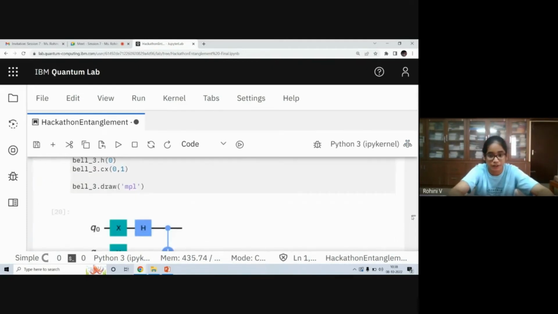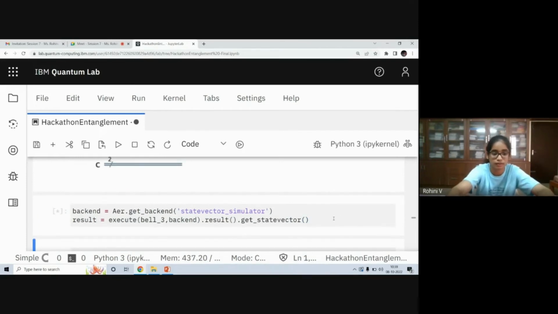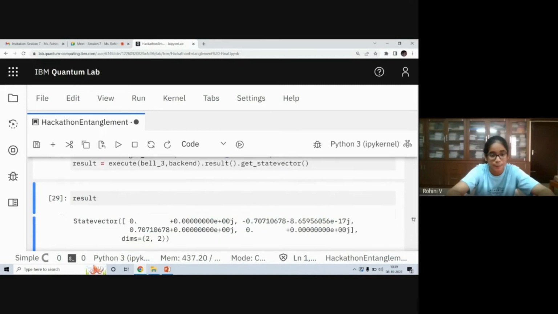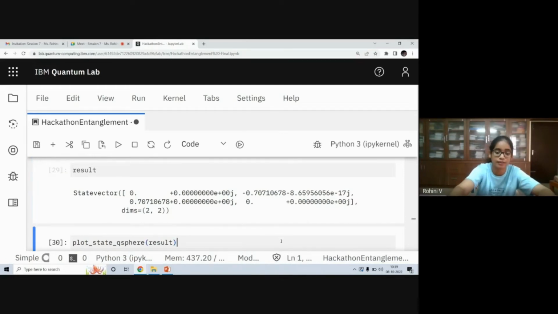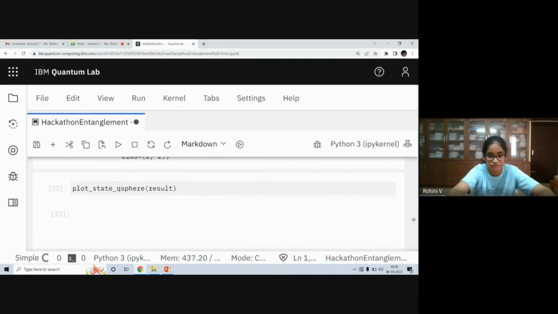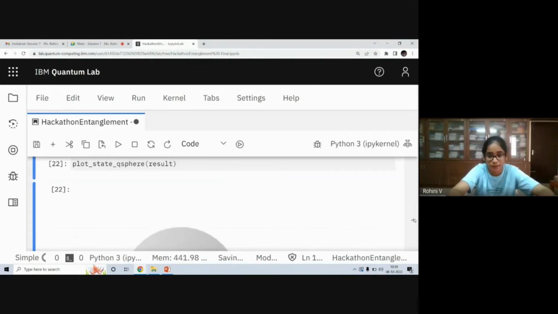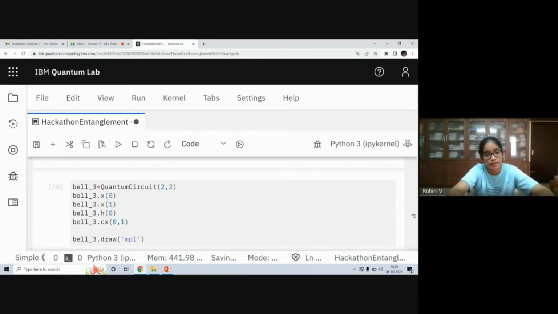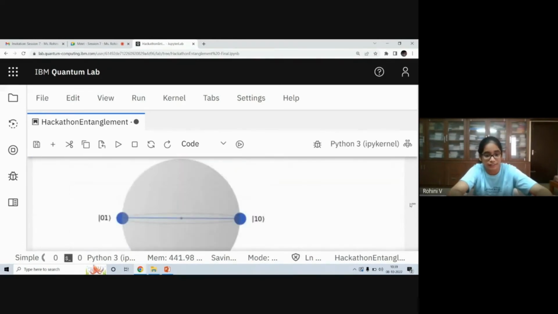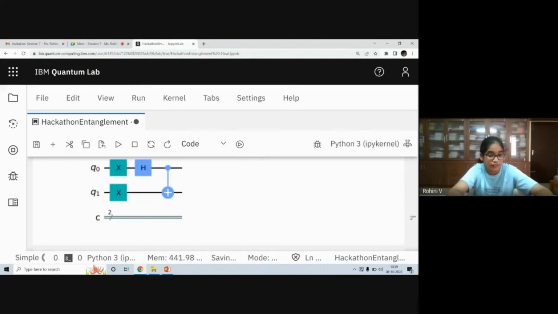I have run the code, and you have seen this above. We have got the state vector result, and if you observe closely, you can find the minus sign here. Now we are going to get the Q sphere result. You observe here that 01 is yellow and 10 is blue, because for 01 we have a phase change, a negative sign. You can compare this with the second Bell state, where there's no phase difference, but here you can see the phase difference.